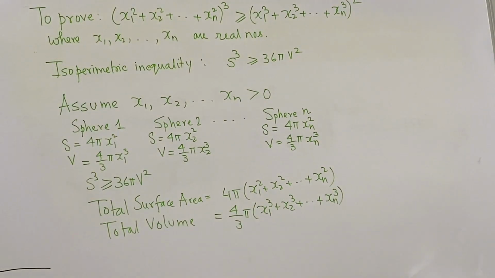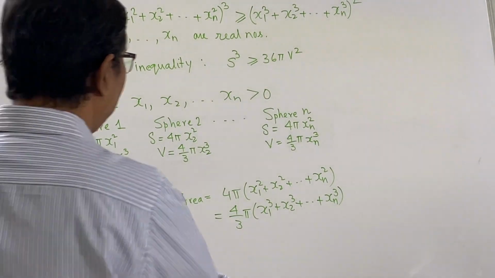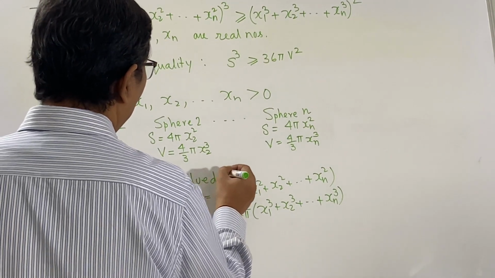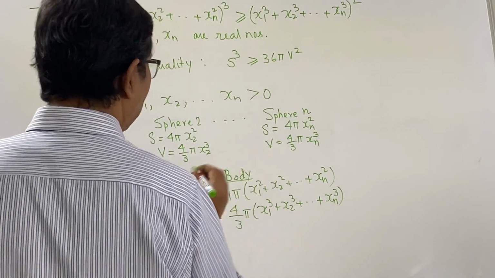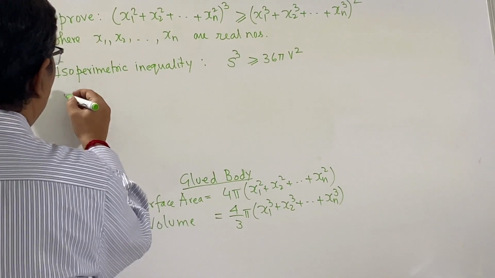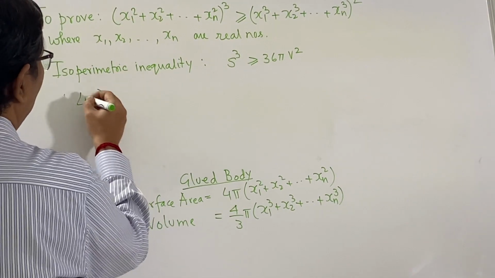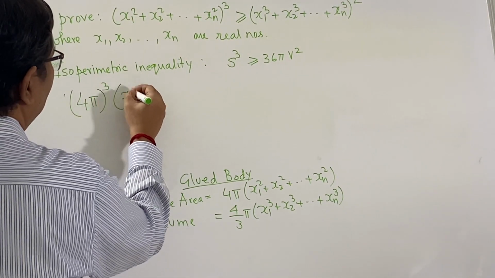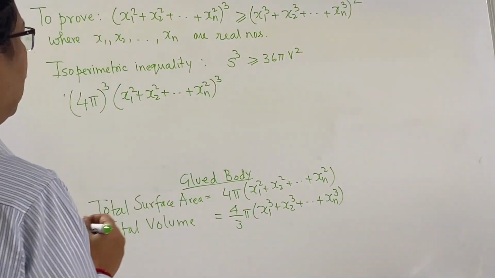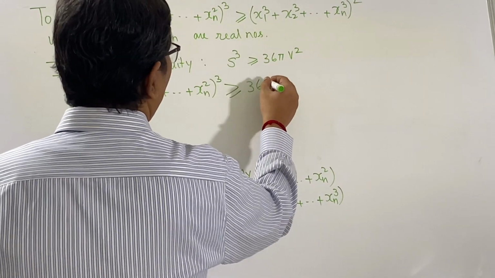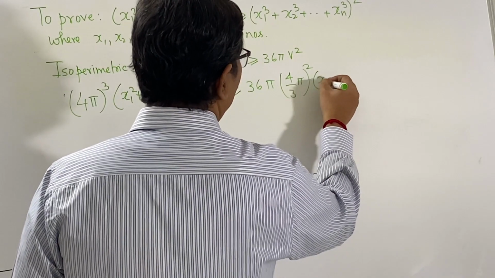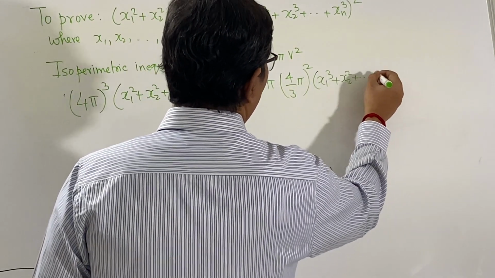Now let us invoke the isoperimetric inequality on this glued body. So this is the total surface area and total volume of the glued body, and this glued body is not a sphere in general. So by the isoperimetric inequality, we have (4π)³(x1² + x2² + ... + xn²)³ is greater than or equal to 36π times (4/3 π)² times (x1³ + x2³ + ... + xn³)².